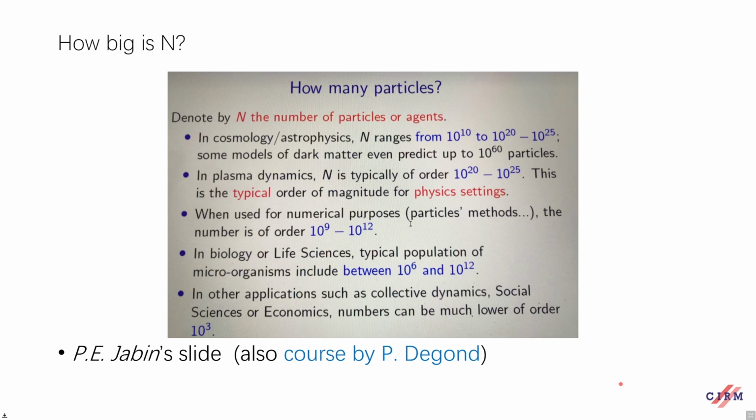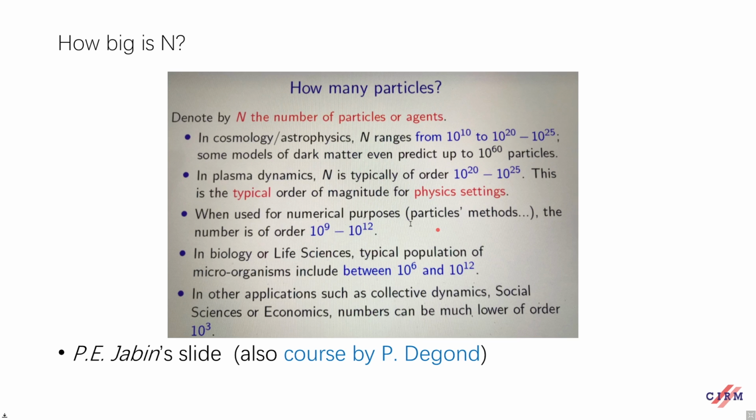I stole a slide from the lecture by Pierre-Emmanuel Jabin, all right? So how large can n be? Here are a few examples. One can use Newton's equations to simulate, for example, the universe, the galaxies, in astrophysical problems. Typically, if you model stars, galaxies, n can be 10 to the 20, 10 to the 25. If you model dark matter, it can be 10 to the 60 particles. And in plasma dynamics, if you model electrons and ions, n can also range from 10 to the 20 to 10 to the 25.